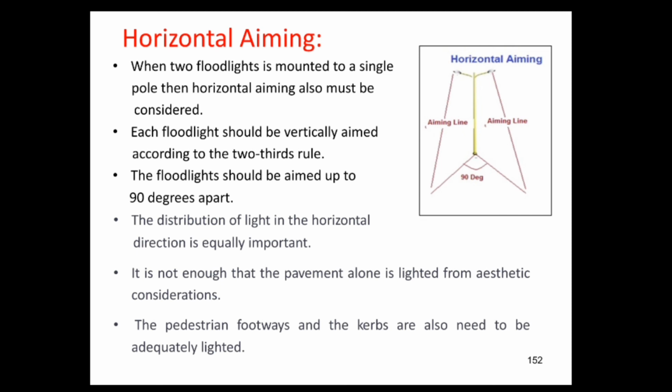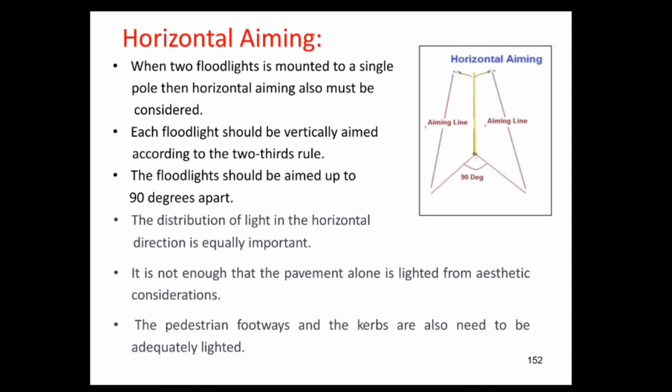The distribution of the light in the horizontal direction is, as we know, equally important. Hence, it is not enough that the pavement alone is lightened from the aesthetic considerations. The pedestrian footpaths or the footways and the curbs also need to be lighted adequately. The lighting provided by means of this lamp should lighten not only the pavement but also the footpaths and the curbs for the better visibility of the user of the road.